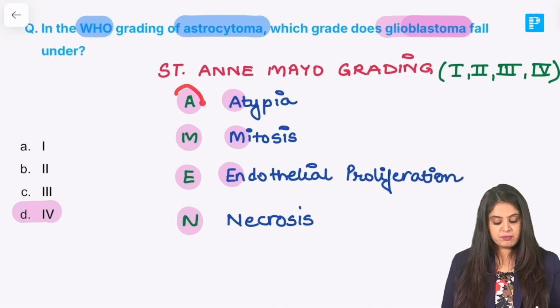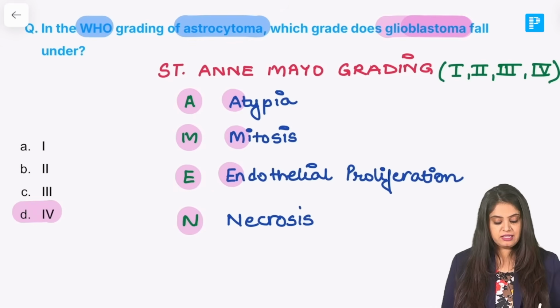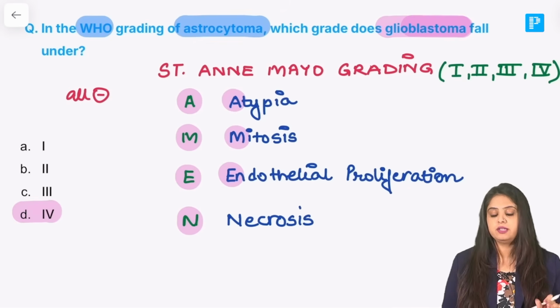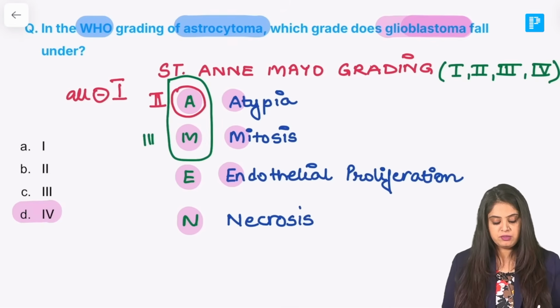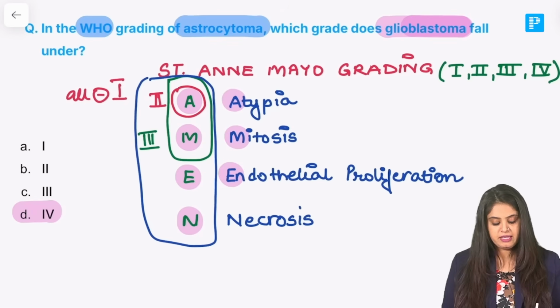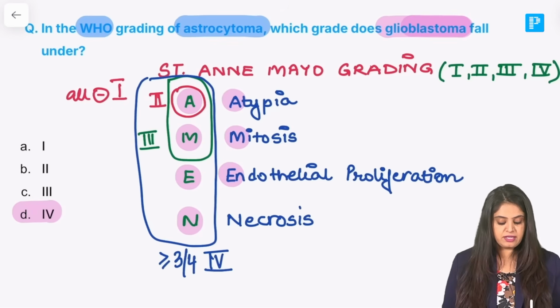So even if you remember the short form, you will know that, okay, these are the 4 things. Now when nothing is present, if everything is absent, no atypia, mitosis, endothelial necrosis, it is going to be grade 1. If only atypia is present, it is going to be grade 2. If atypia and mitosis is present, then that is going to be grade 3. And if 3 or all of the 4 are present, which means out of these 4, if any 3 out of the 4 or more are present, then that is going to fall under grade 4.